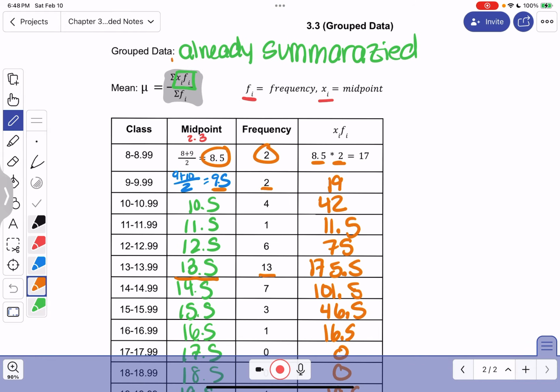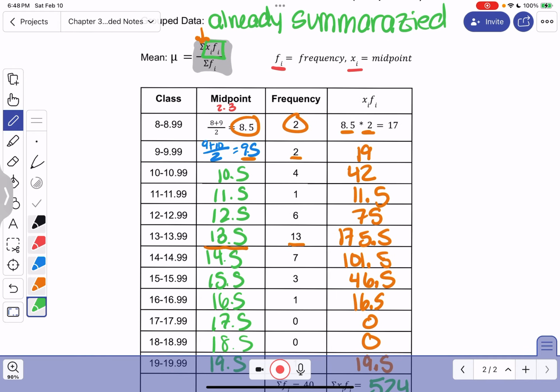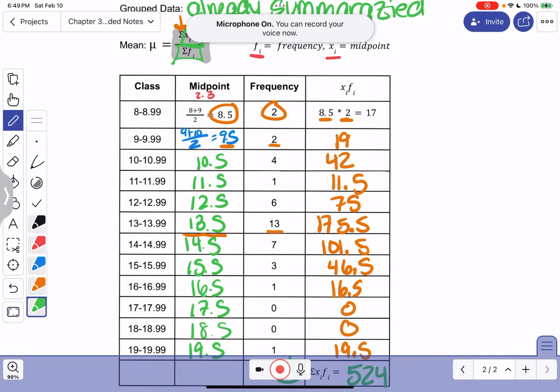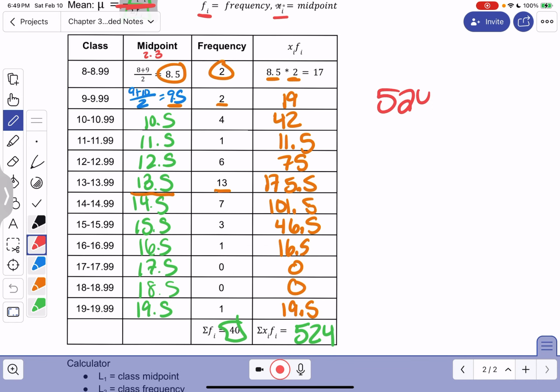Now this sigma here, this big E, means add them all up. So if I add up all those orange numbers, we have 524. And then the sigma of the Fi down there means add up the frequencies. If we added all of these things up, we would have 40. Now to find the mean, we divide those two numbers. 524 divided by 40 gives us 13.1. So whatever that listed data is, we would use our mean as 13.1 when we go forward.